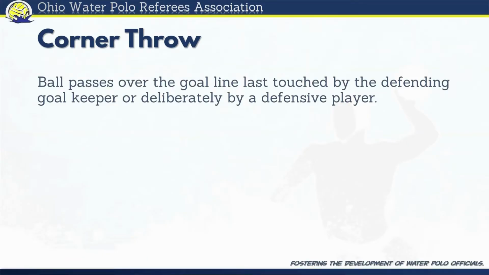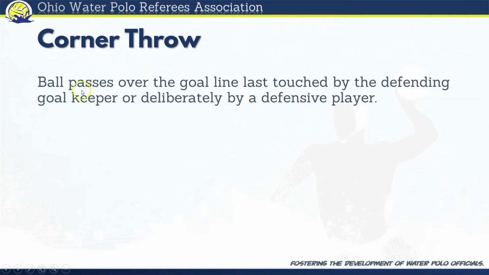Let's take a look at corner throws. Corner throws, just like corner kicks in soccer, if the ball goes over the goal line, last touched by the goalie, or a pass last touched by the defensive player, you're going to get a corner throw. If it is deliberately played, if it's a shot, that's why the word pass is here, right? Ball passes over the goal line. Actually, that's not why the ball passes there.